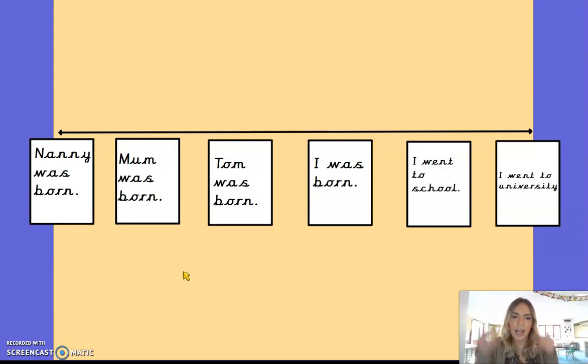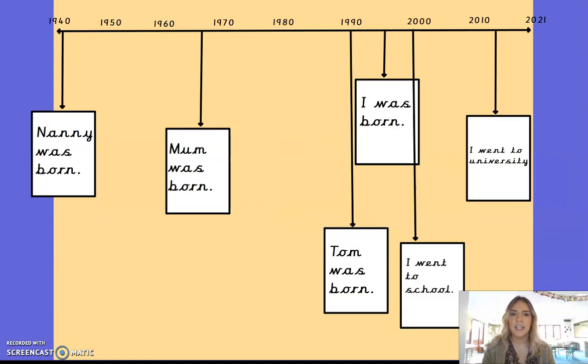What I haven't done is put any scale of when they actually happened. So the time between my Nan being born and my mum being born was not the same amount of time between my mum being born and my brother being born. So what I have done to show you the actual scales is put them on a proper timeline where I have gone up in tens of the years. So I've gone from 1940 up in 10, so 1950, 1960, all the way up to 2021.